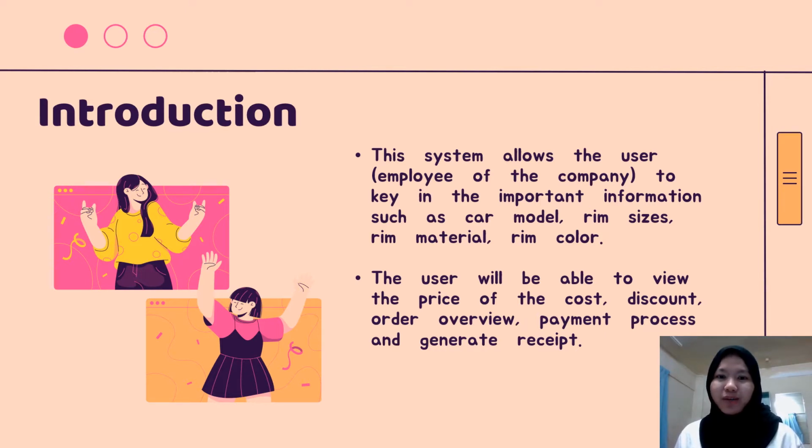This program will allow the user, which is the employee of the company, to key in the important information such as car model, rim sizes, rim material, rim color, where the provided information will show calculations such as durability and yielding strength of the material needed for the car rim. And in the end of the program, the user will be able to view the price, discount, order overview, payment processes, and generate receipt. This will assist the user in selecting the most cost-effective and useful automotive features and materials.